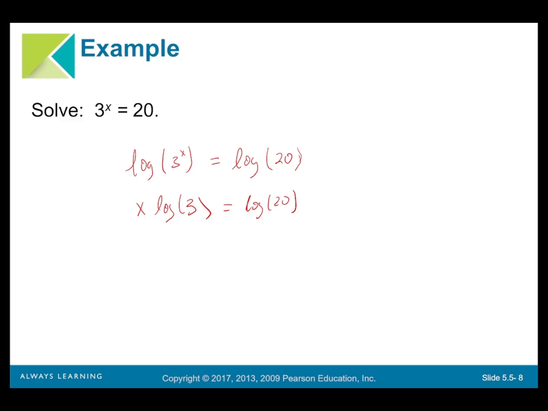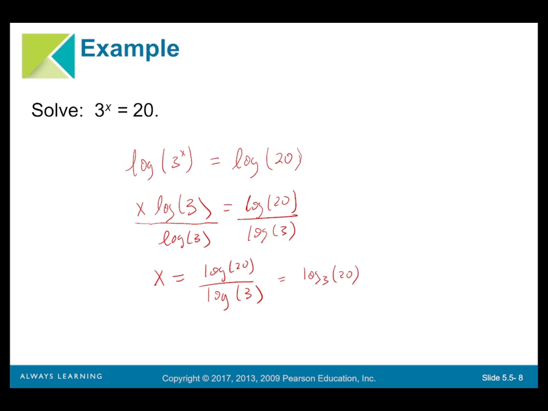Now to get x alone, I'm one step away. I just have to divide by log of 3 on both sides. Well, that's just going to be x equals log of 20 divided by log of 3. And we can use our change of base rule to bring this to log base 3 of 20. We covered that during our last lecture. I believe it is okay on Pearson to leave it as log of 20 over log of 3 here. So that is our solution to our problem.